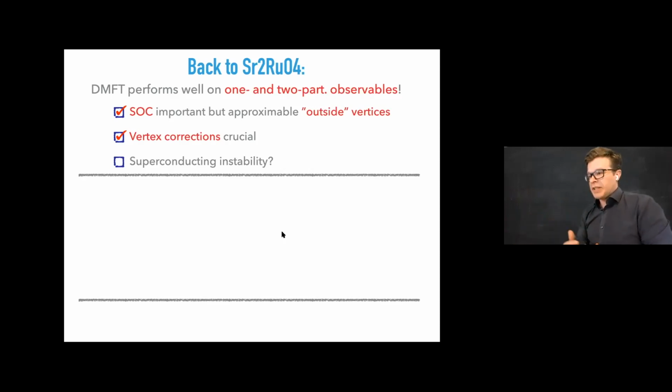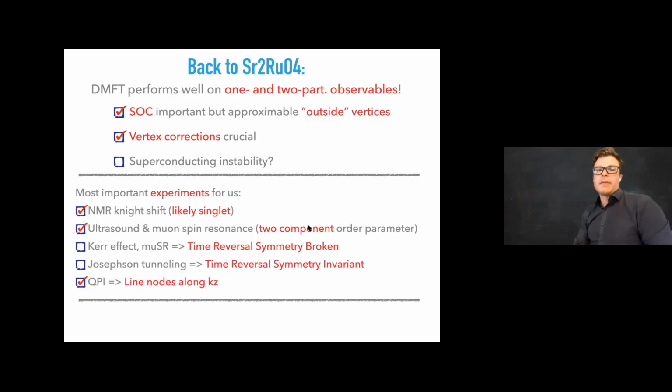about what can we say with this kind of theory about the superconducting instability. And here I would like to make a short list about the most important experiments for us, because there is a truckload of experiments. I'm not even listing all of them, but the most important for us are NMR Knight shifts. I'm not going to tell the story about the previous change in the NMR results, which changed from triplet to singlet.